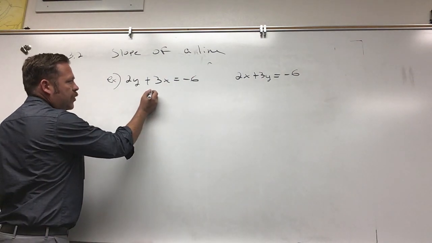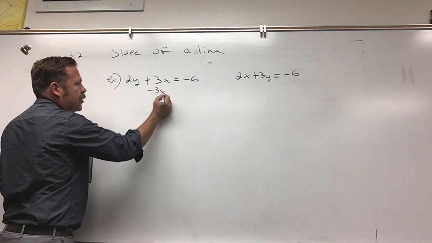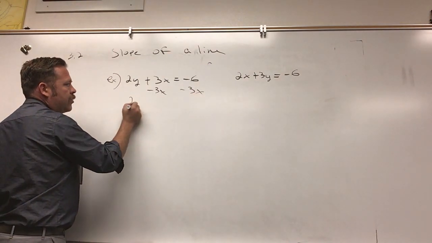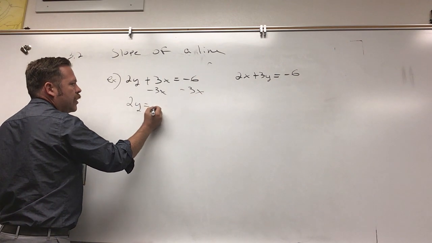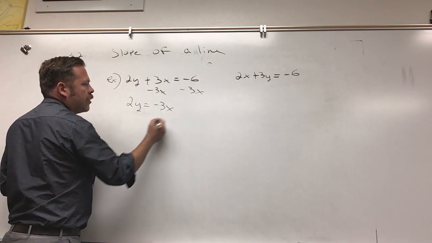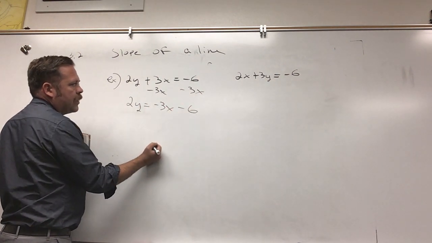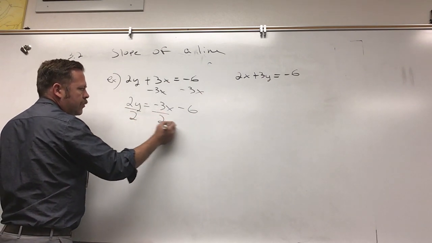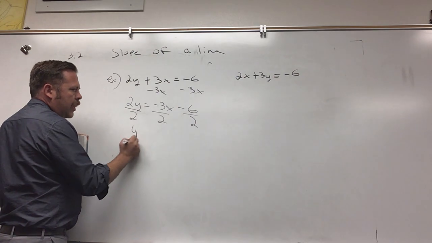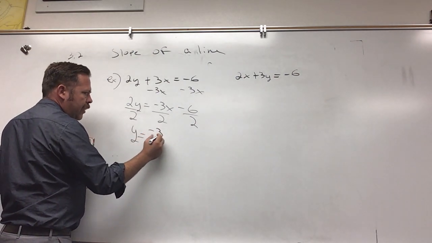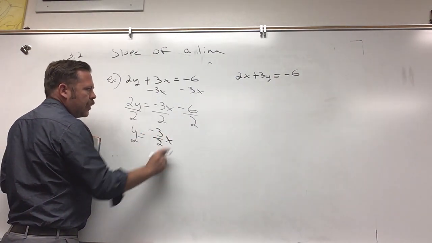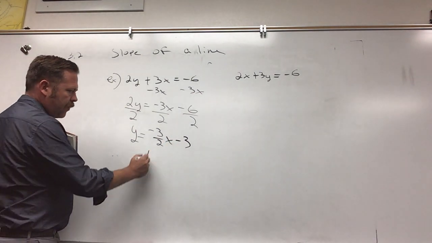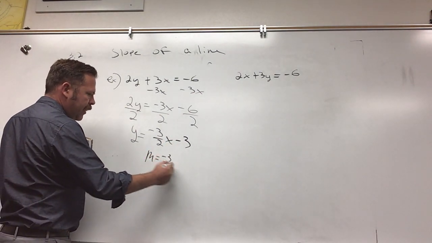So for this one first, I'm going to subtract 3x. And then I get 2y = -3x - 6. And then I'll divide by 2. And y = -3/2x - 6 divided by 2 is -3. So my slope for this one is -3/2.